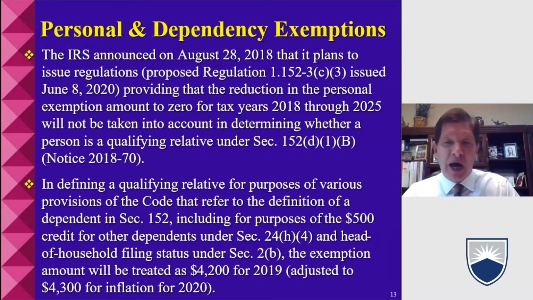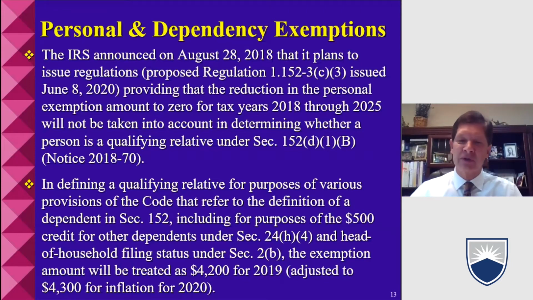They are providing that the reduction in the personal exemption amount to zero for tax years 2018 through 2025 will not be taken into account in determining whether a person is a qualifying relative. Can you imagine if it really was zero? That means if that qualifying relative had $1 of income, they would not be your dependent. In defining a qualifying relative for purposes of various provisions of the code that refer to the definition of a dependent in section 152, including for purposes of the $500 credit for other dependents under section 24 and head of household filing status under section 2, the exemption amount will be treated as if it's still existing. And it will be $4,300 in 2021 as well.